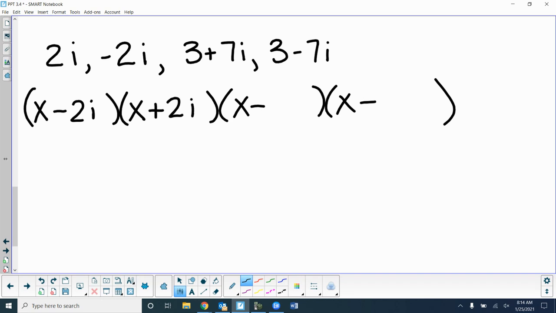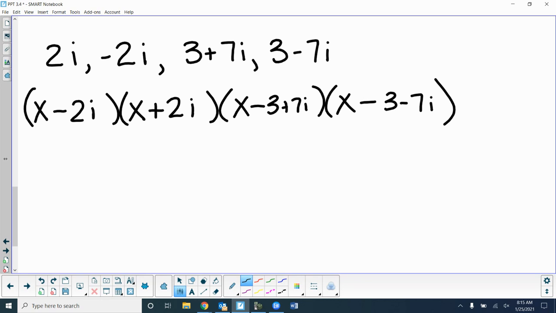Now here's where some people mess up. Always do the x minus and then just write those. And the 3 minus 7i. Just write it like that. Okay, so when you see minus a negative, you're going to put the plus. But when you see these, just put minus and then the 3 plus 7i and the 3 minus 7i.